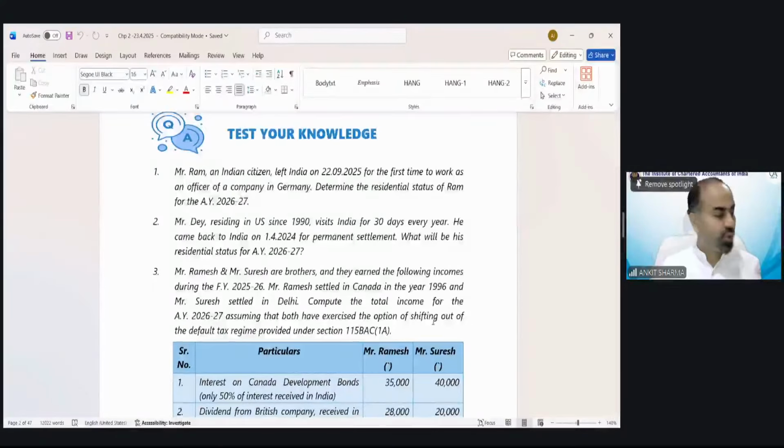Chalo. So there is no query in illustrations, I guess. So we are moving on to test your knowledge questions.